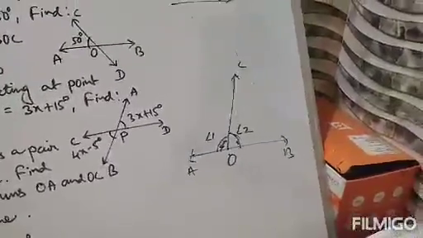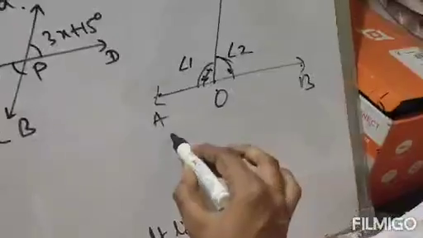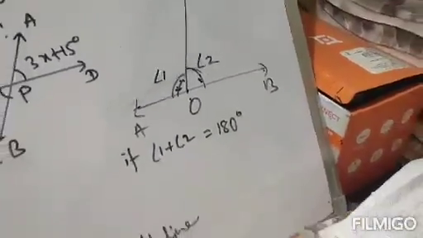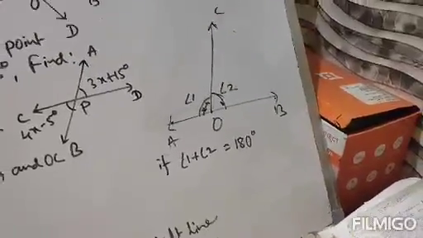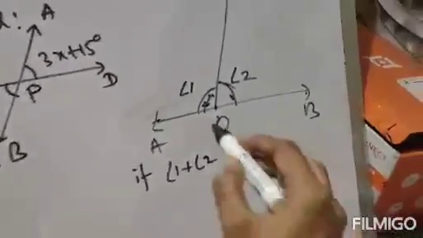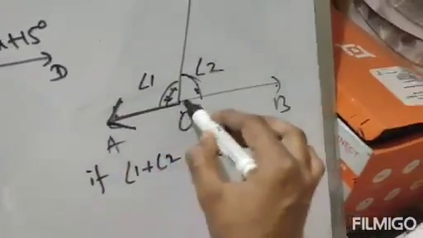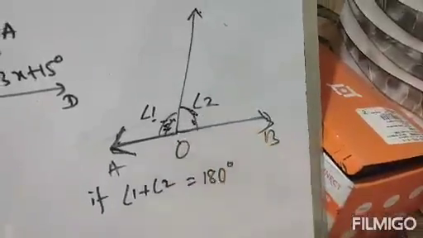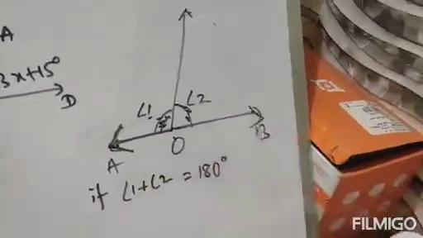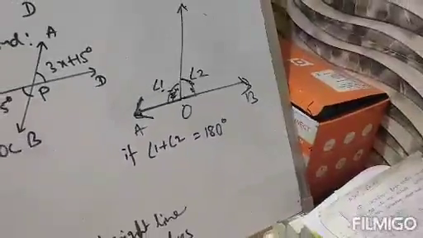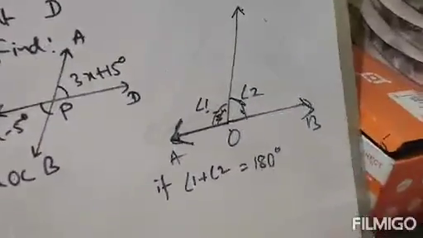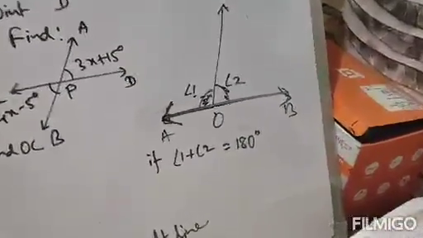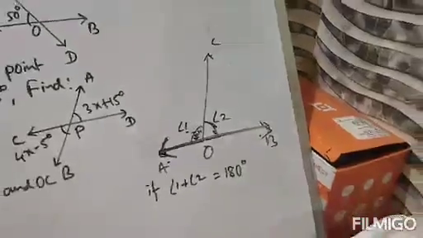So if angle 1 plus angle 2 is 180 degrees, then the exterior arms will always lie in the same straight line. Here the exterior arms are OA and OB. So if the sum of these two angles is 180 degrees, then OA and OB will be in a straight line. That means AOB will be a straight line. That is property 2.